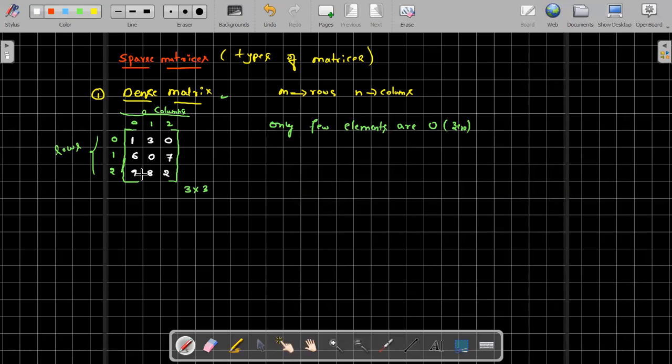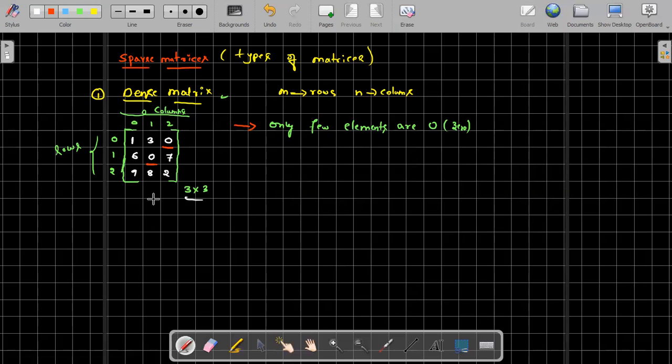When you see this, it is a 3 cross 3 matrix, nothing but 3 rows and 3 columns. Among the elements in this matrix, only a few are zero. You can see this is zero, this is zero. Very clearly, only a few elements are zero. This is called a dense matrix. Why is it called dense? Because apart from zero, all the elements are valid values. That is the reason it's a dense matrix.